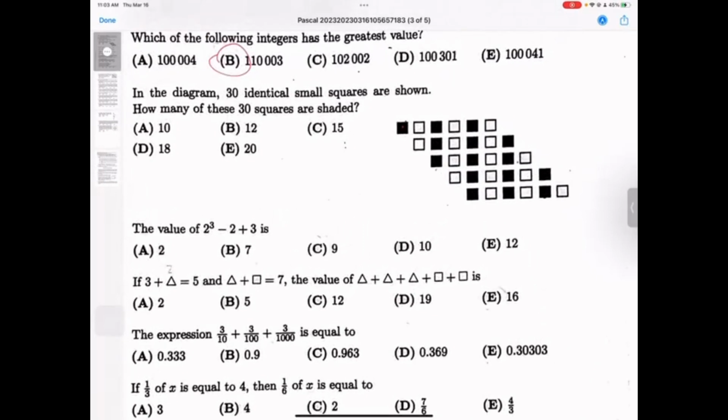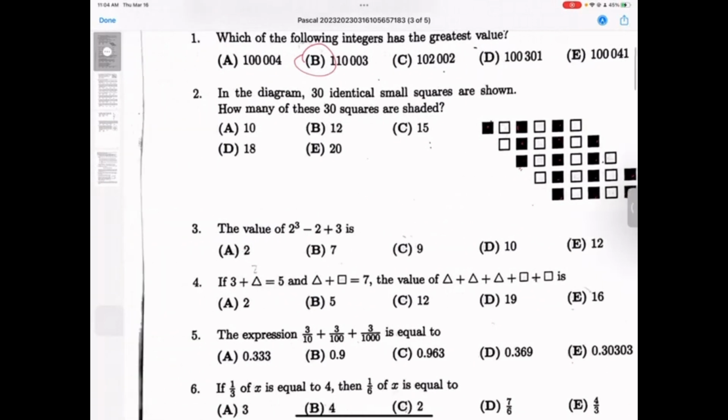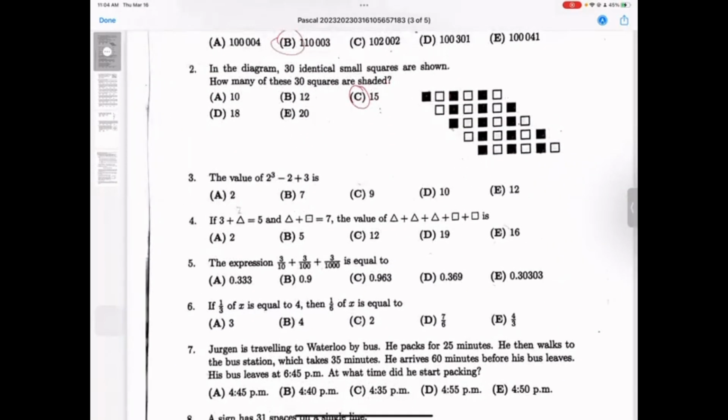So 1, 2, 3, 4, 5, 6, 7, 8, 9, 10, 11, 12, 13, 14, 15. So it's 15. So the value of 2 to the power of 3 minus 2 plus 3 is 8 minus 2 plus 3, and it equals 6 plus 3, and it is 9.